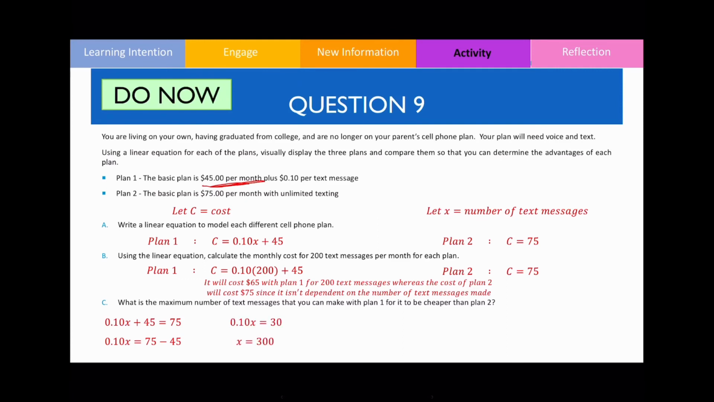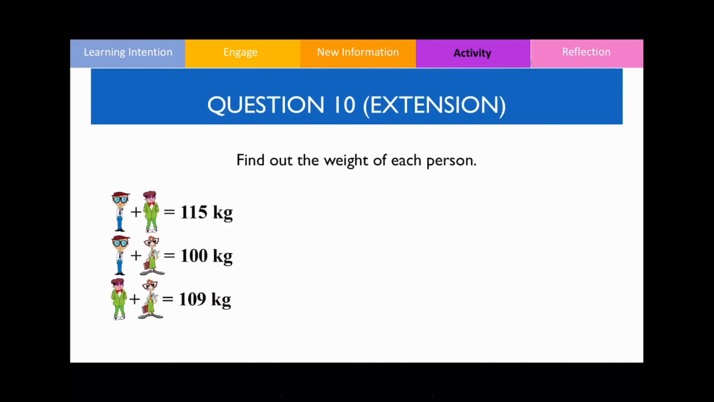So you have to make, at most, this means, since x is equal to 300, this means that when you make 300 text messages, the price of both plans are going to be the same. So therefore, you need to make at most 299 for it to be cheaper than plan 2. And I've got a graph over here just to show that. And if you've got really good vision, as you can see, the point of intersection is when x is equal to 300.